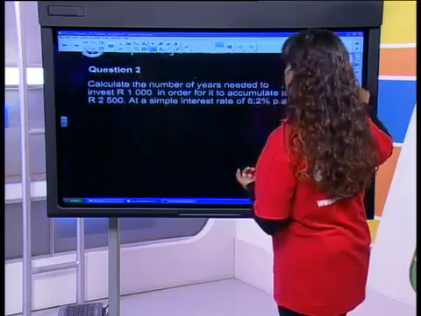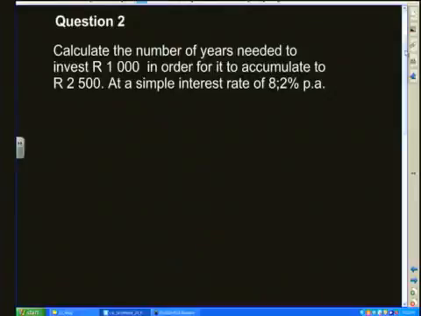Here we are asked to find a different variable. We're asked to calculate the number of years needed to invest 1,000 Rand. Okay, so again, we'll write down each of our variables, and let's have a look at which one they're asking us to find. Calculate the number of years. Obviously, they're looking for N. Needed to invest 1,000 Rand.